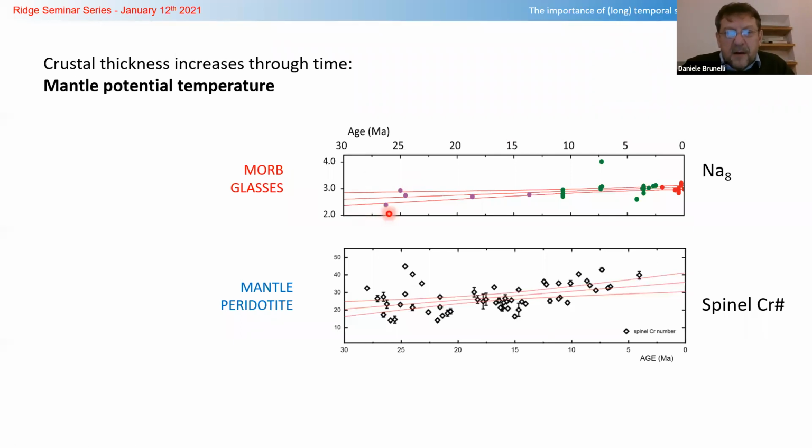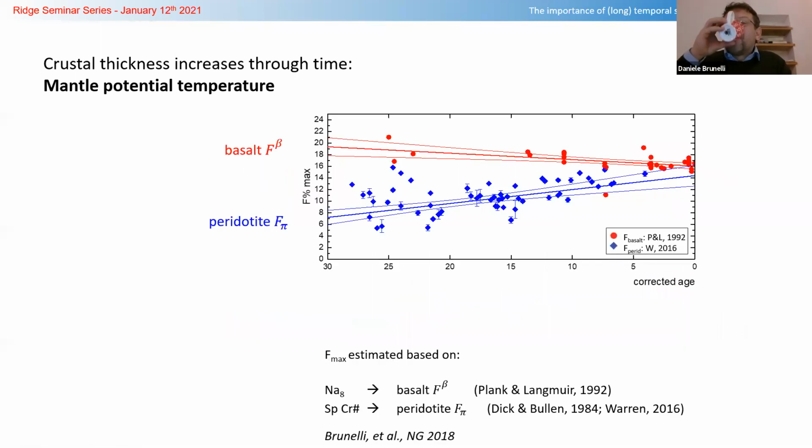So lower values of sodiumate mean higher degree of melting, and higher values mean lower degree of melting. So if we invert these two signals, the spinel chromium number and the basalt sodiumate, to a relative degree of melting, and we compare them, we obtain two contrasting signals that diverge in time.